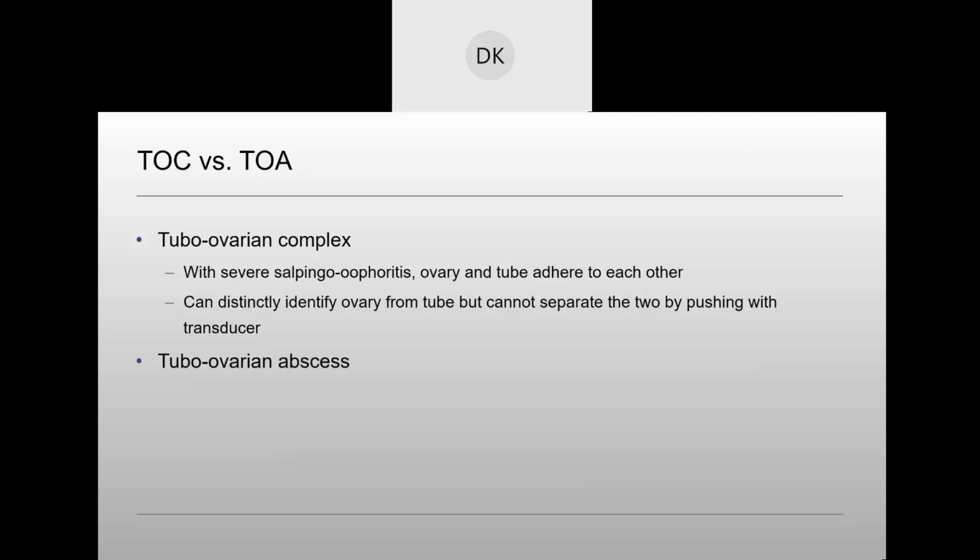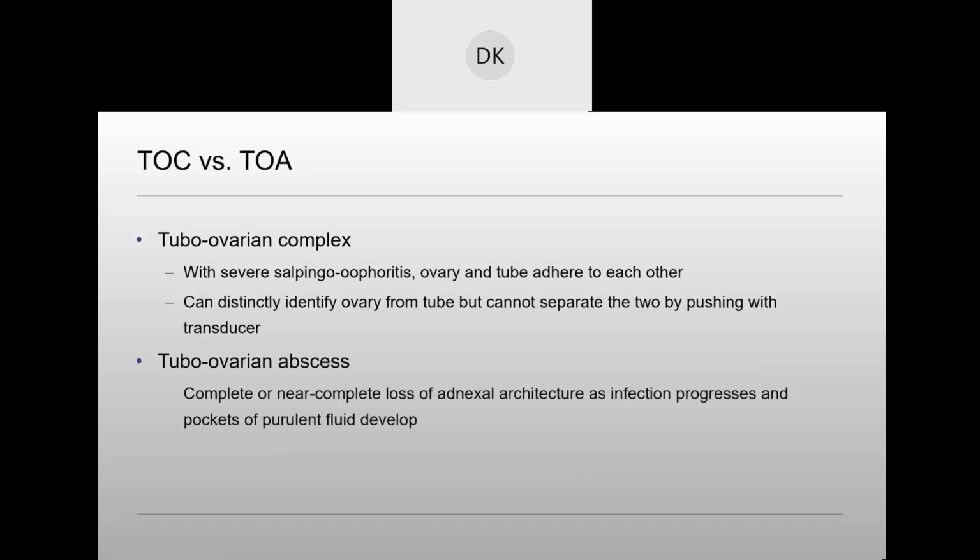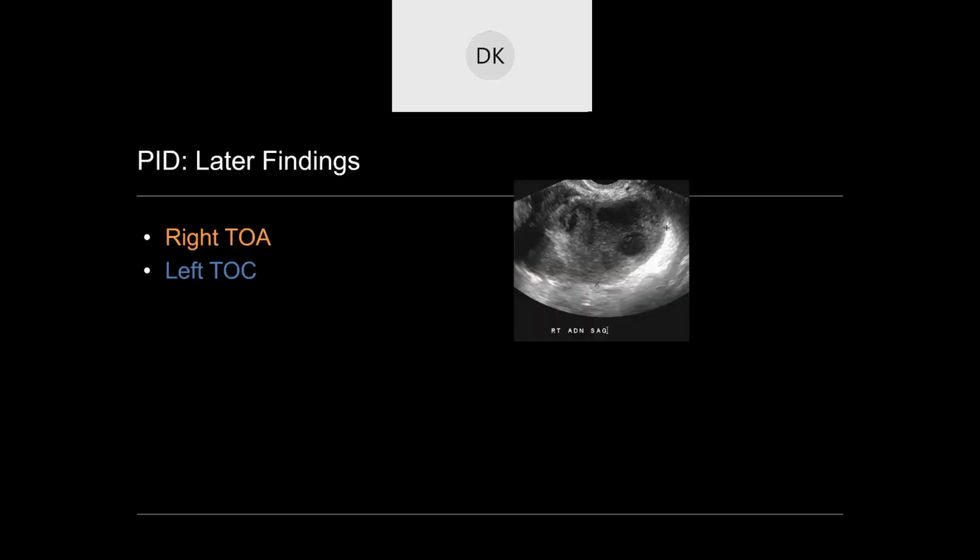And then a tubovarian abscess is once that then evolves to these pockets of purulent fluid just replacing the ovary, and you pretty much lose the normal adnexal architecture. You end up just seeing this big multiloculated mass with septations and irregular margins, and you don't see normal ovary. So let me just show you an example of that.